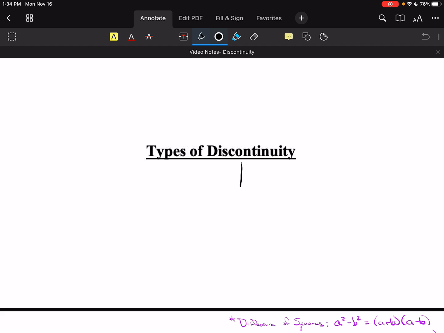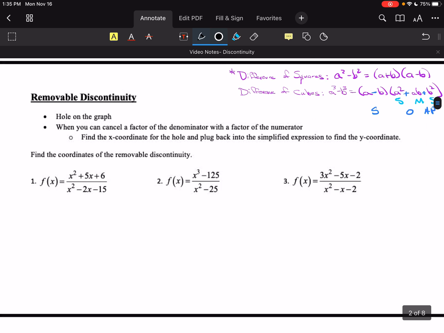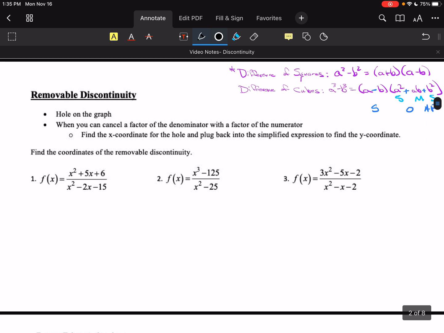So, discontinuity. Okay, so discontinuities are breaks in my graphs. And there are three main types of discontinuities we're going to talk about today. The first one being removable discontinuities. So removable discontinuities are the holes in my graph. So those are the open dots, things like that.